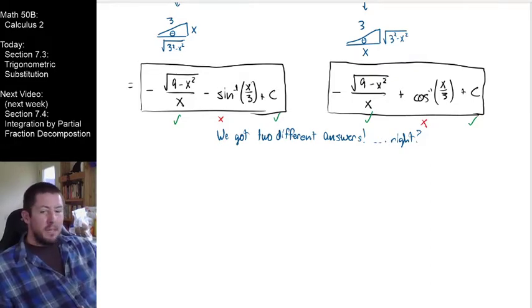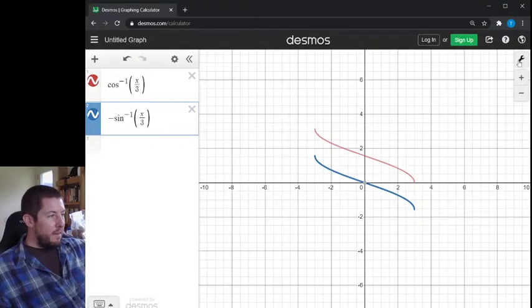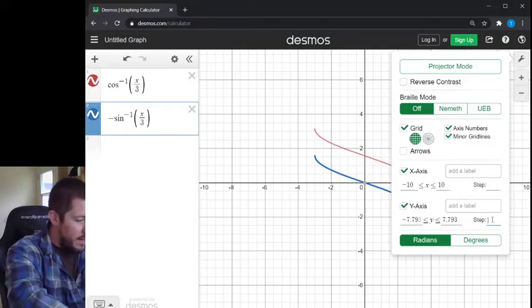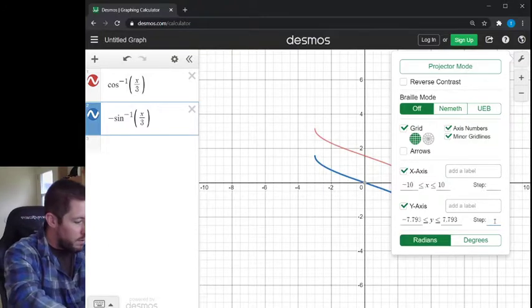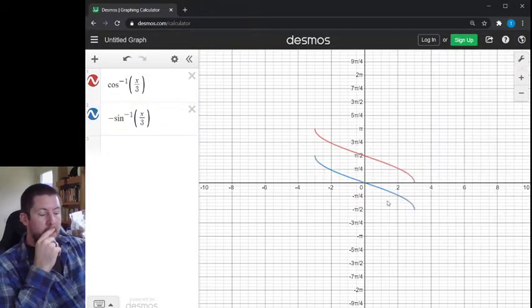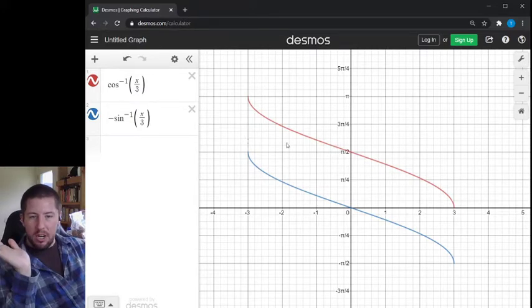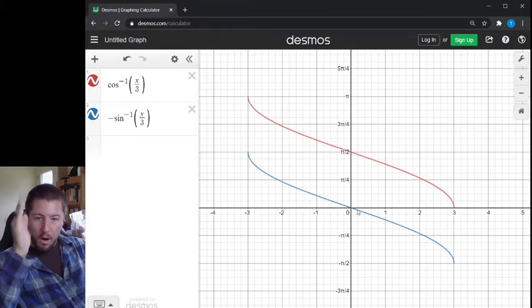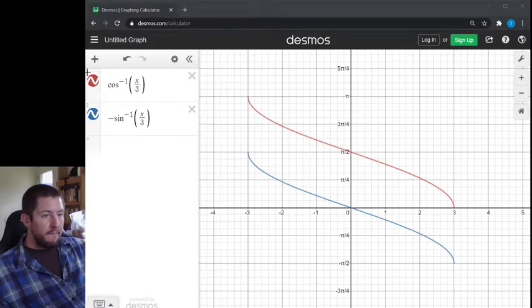So back over here in the browser, I know that I'm getting out trig stuff right here. So if we make our y step pi over 4, what I can see is that these are a vertical shift from one another by pi halves, right? It looks like the cosine inverse term is pi halves more than the negative sine inverse term right here. Let me go ahead and snip this. I want to throw this into the document right here.